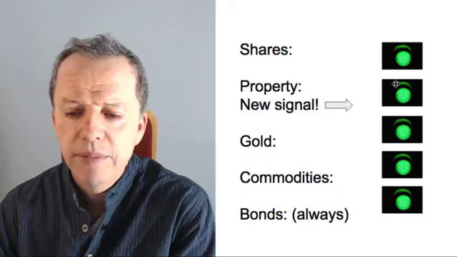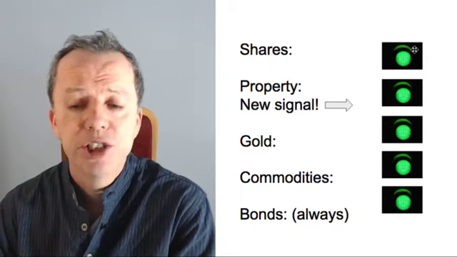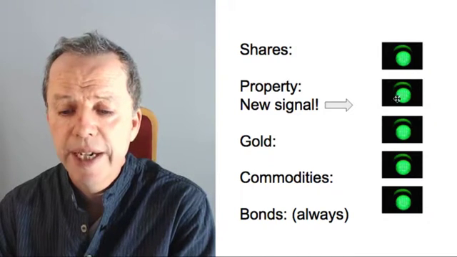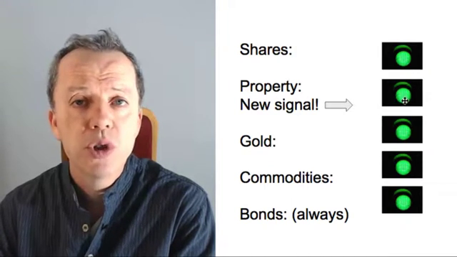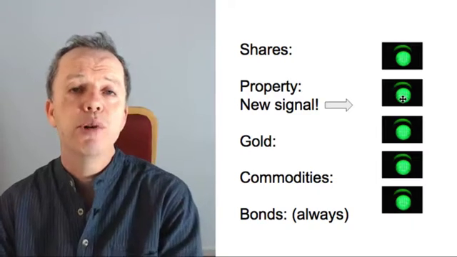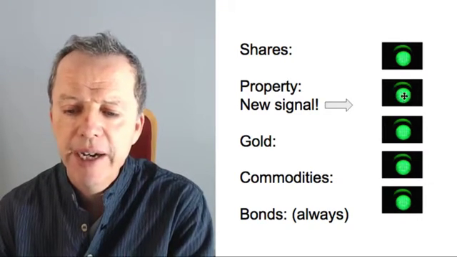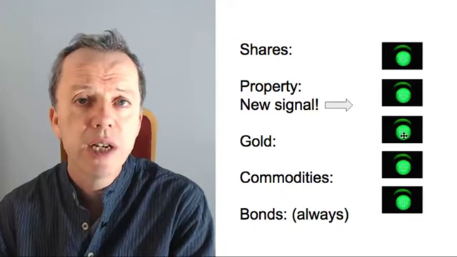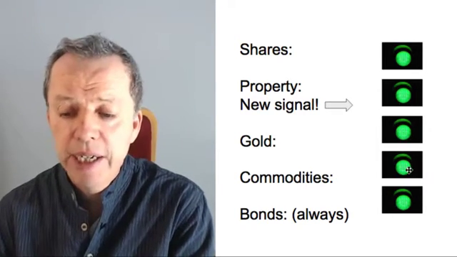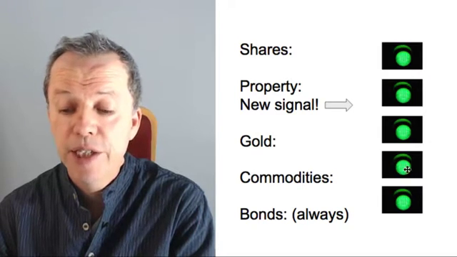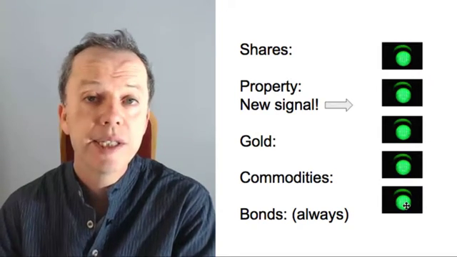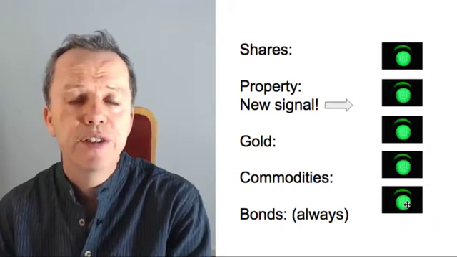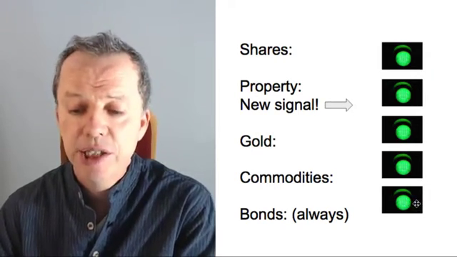Okay, so let's have a look at the traffic lights. So shares green, so going ahead with this, that's still running. This is the new signal. This was red last week. Now the property light is green for me, so I am going to be investing in property on Monday. Gold still goes ahead, so that stays green. Commodities still well above the MA52, so that's staying green. Bonds in my system are always a green light. Even if they're below the MA52, I don't exit the position, I just hold them.